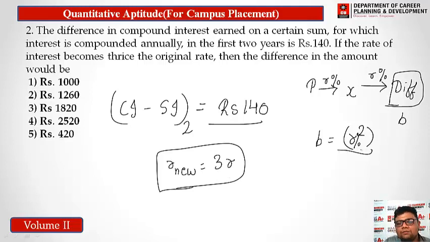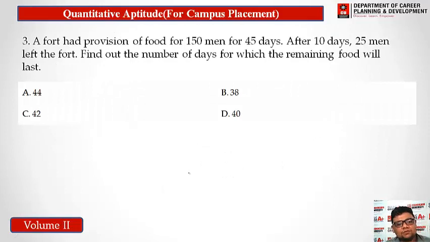The difference in the amount would be, if the rate is coming out as 3R, the square of it will be 9R square. So if the difference initially is 140, we have to multiply it by 9 to get our answer. If we multiply it by 9, it will give us the answer as 1260 rupees. Okay, so this is one of the questions which is unique and we can answer it, right? So let us move to the next question.